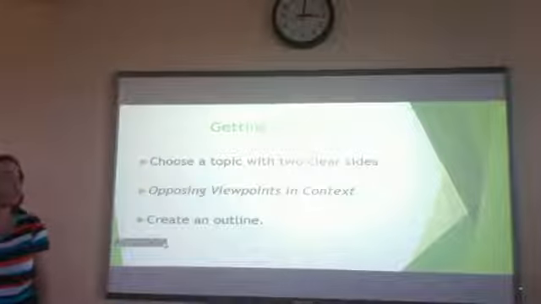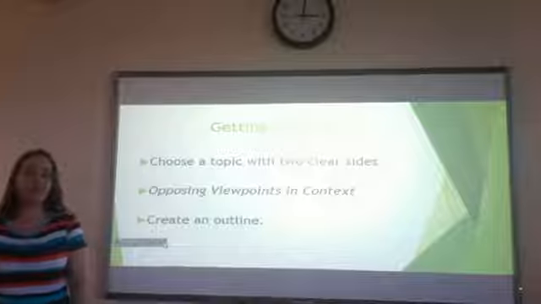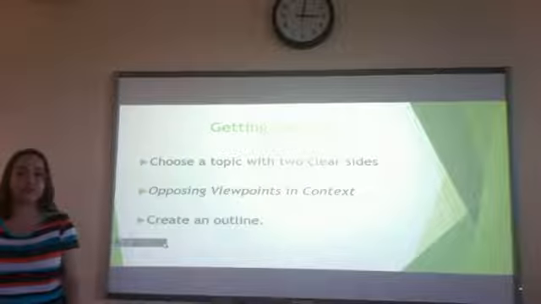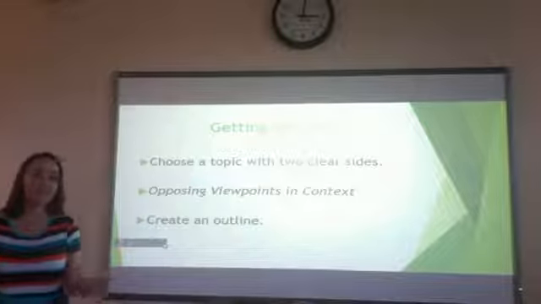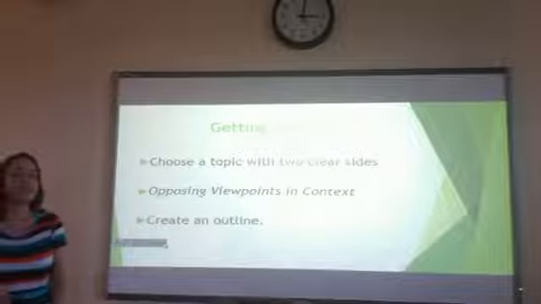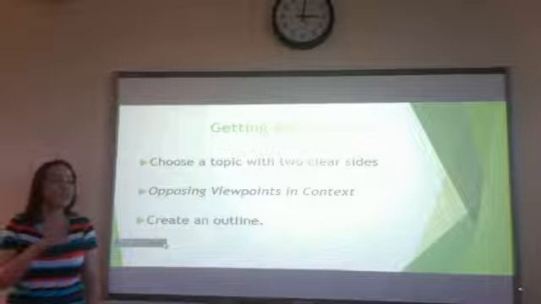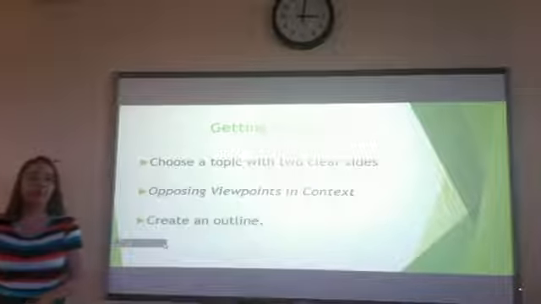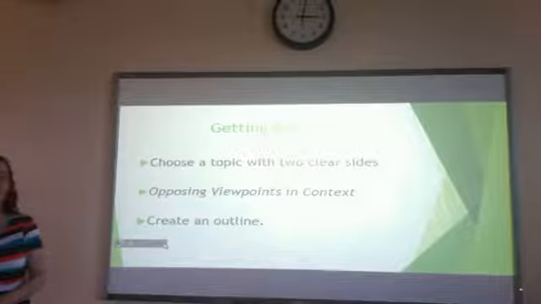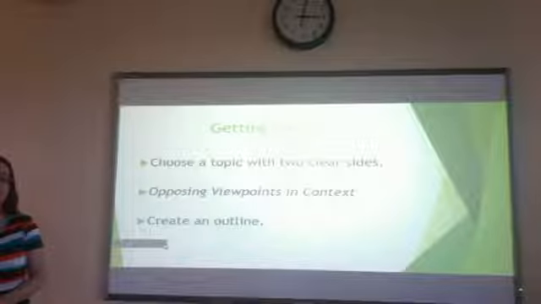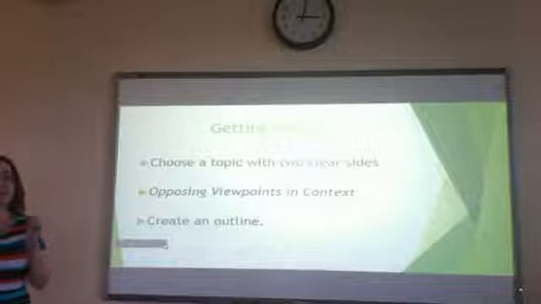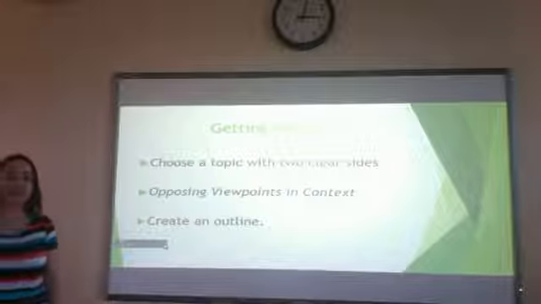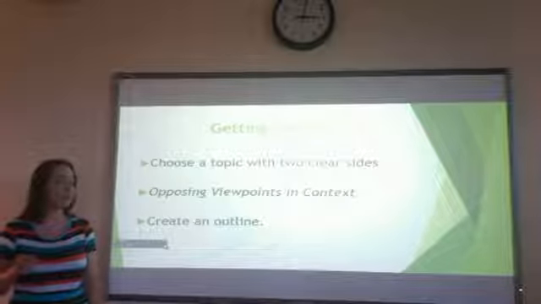Okay, getting started. First thing you're going to do is choose a topic that has two clear sides. You want to make sure that there's two definite sides that are arguing against one another. If you're having trouble getting started, you might consider going to the TCC library database and checking out Opposing Viewpoints in Context. This is a database that offers these kinds of controversial issues and then gives you an essay representing each side of the issue. It's a really good place to start if you're kind of stuck picking your topic.